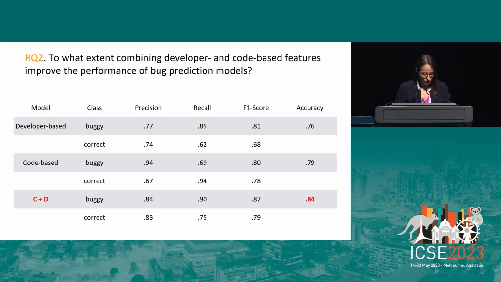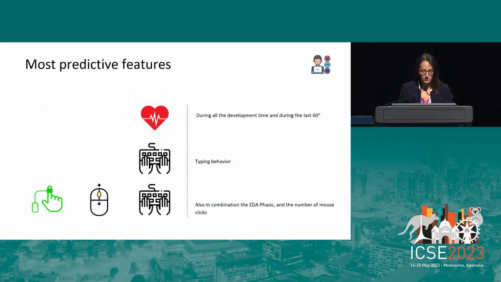And when looking at what the most predictive features are, we found that the heart rate during development time, and especially in the last 60 seconds, was particularly useful, and also the typing behavior, both in terms of keystrokes and the rate of typing, also in combination with the electrodermal activity information and the mouse behavior as well, which is an indication of the cognitive effort, as I was saying earlier. So what kind of implication does this have?